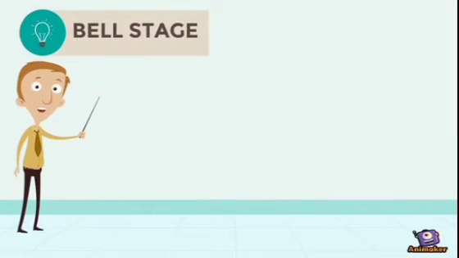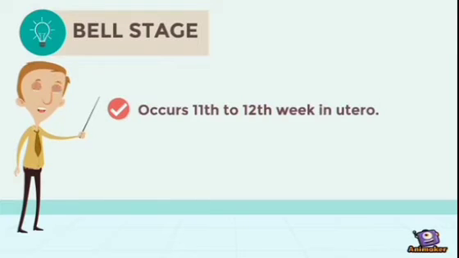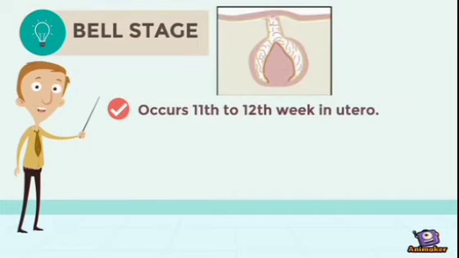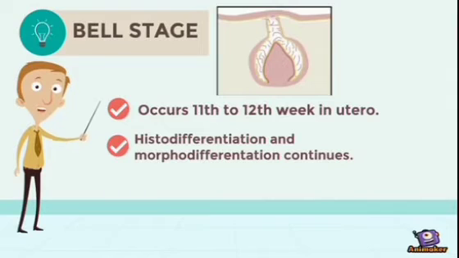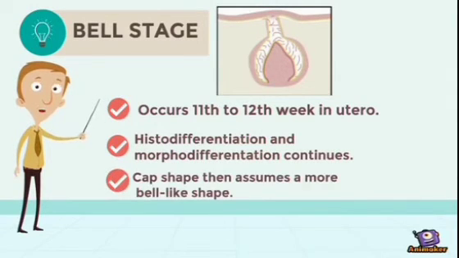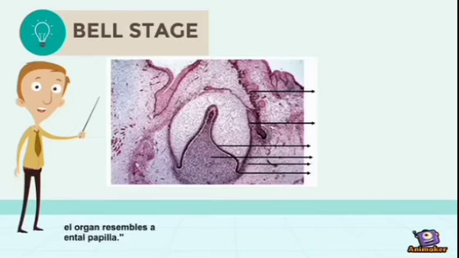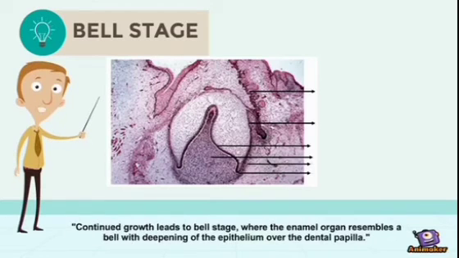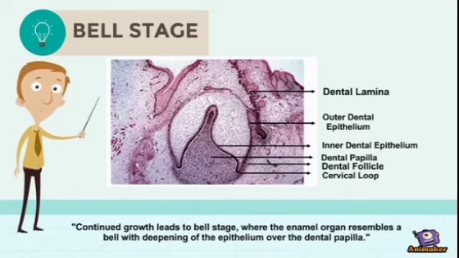Bell stage occurs 11th to 12th week in utero. In this stage, histodifferentiation and morphodifferentiation continue. The cup shape then assumes a more bell-like shape. Continued growth leads to the bell stage, where the enamel organ resembles a bell with deepening of the epithelium over the dental papilla.